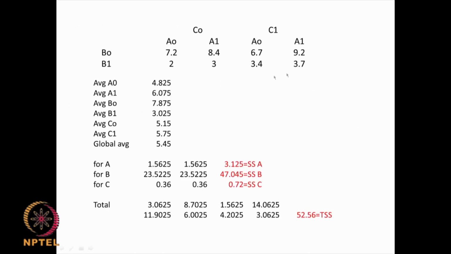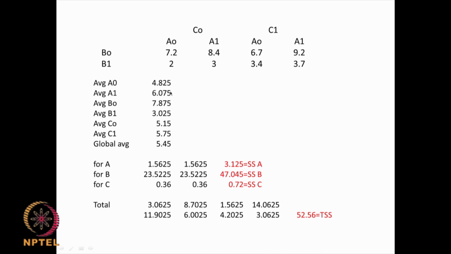So, again I am showing you this picture. Average A0 will be this plus this plus this plus this divided by 4. Average A1 will be this plus this plus this plus this divided by 4. Average B naught will be this added divided by 4. Average B1 will be this plus this plus this plus this divided by 4. Average C naught will be add all these 4 divided by 4. Average C1 will be add all these 4 divided by 4.